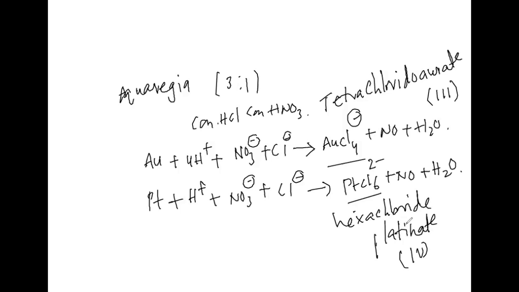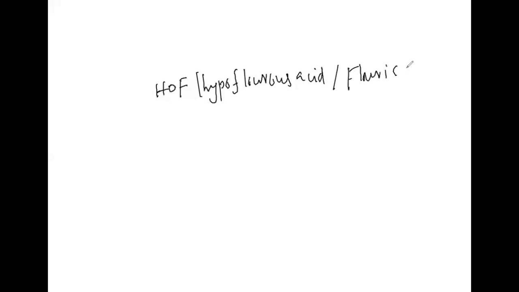Then the oxo acids we already know. Oxo acids of fluorine are available, and with fluorine only one oxo acid is available, that is hypofluorous acid. The other name of hypofluorous acid is fluoric acid. We can call it either hypofluorous acid or fluoric acid. This is the one and only oxo acid of fluorine.